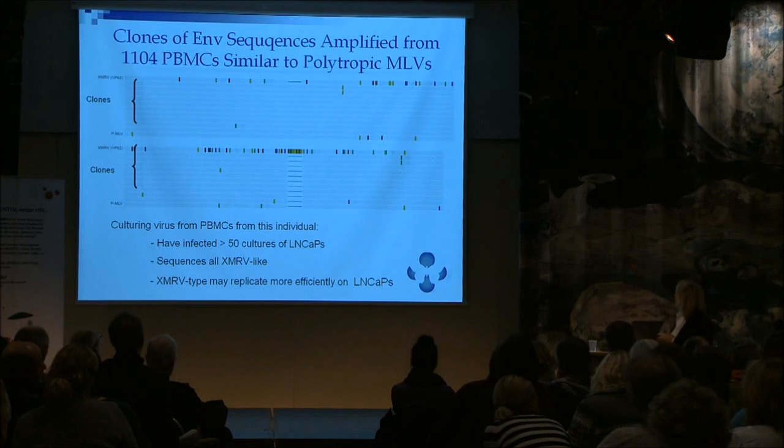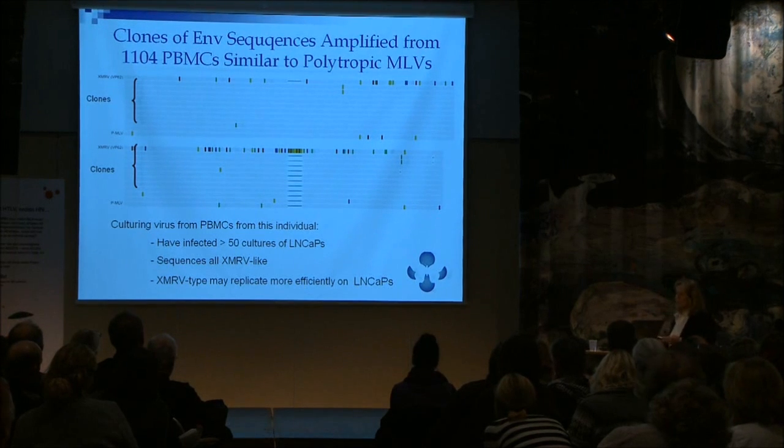This just shows you again that when we did a lot of clones from this patient, more than 50 cultures into LNCAP, every one of them was XMRV-like, suggesting that XMRV-type virus replicates more efficiently in LNCAP.